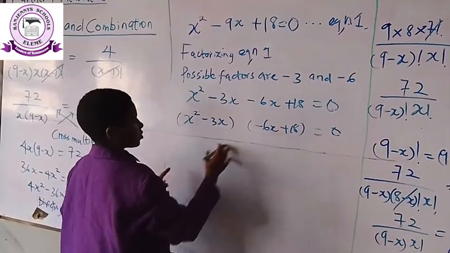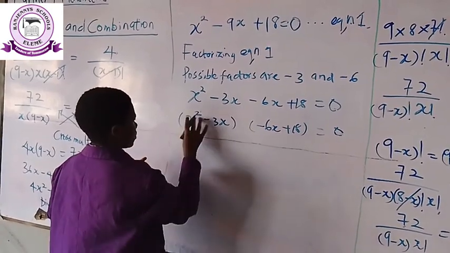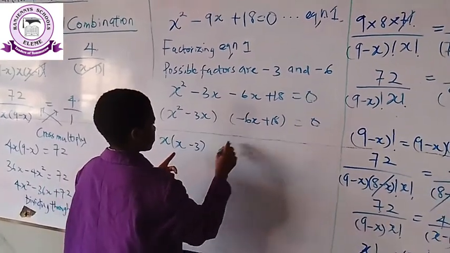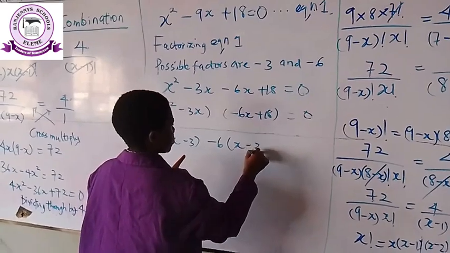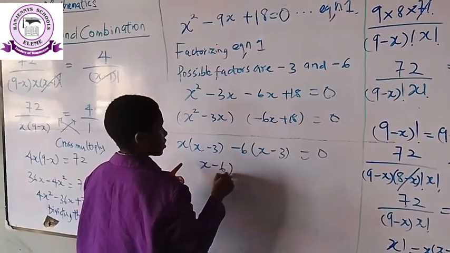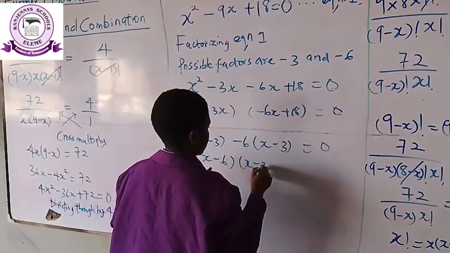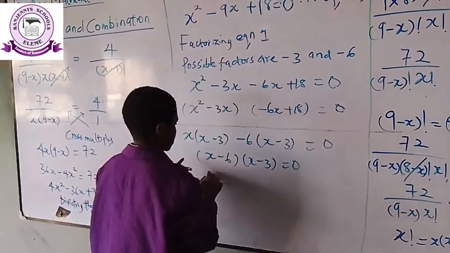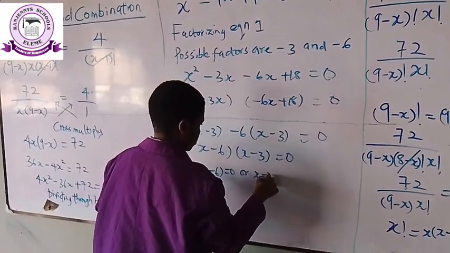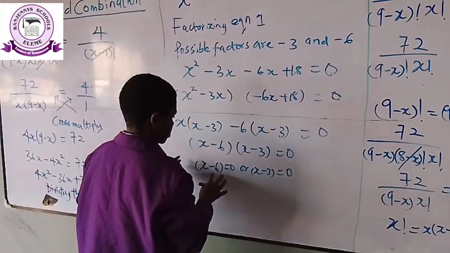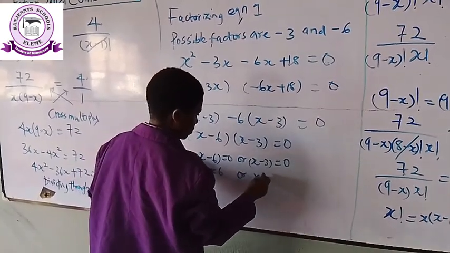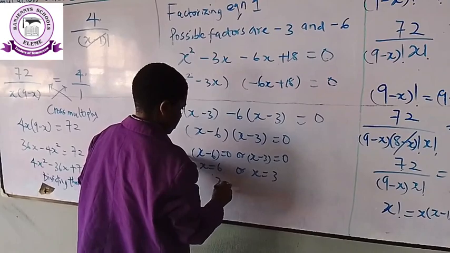I'm going to bring out one factor that will make these two the same. So removing x from here gives x minus 3, and removing minus 6 from here gives minus 6x minus 3. We're going to take only one from here, so it will be x minus 6 equals x minus 3. x now will either be x equals 6 or x equals 3. So x is 6.